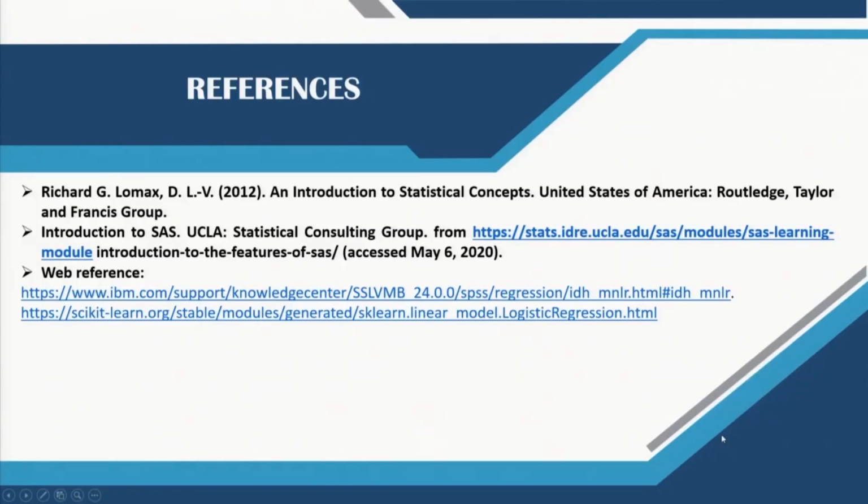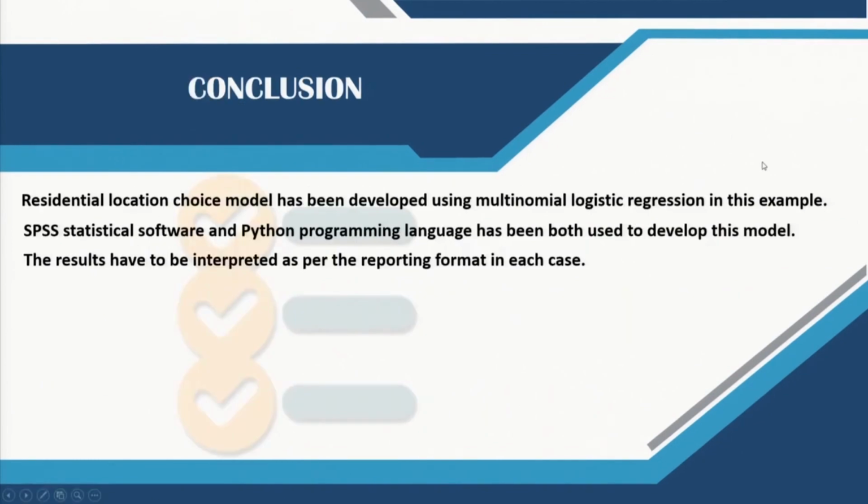So these are references that you can consider. To conclude, a residential location choice model has been developed using multinomial logistic regression in this example, and both SPSS statistical software and the Python programming language have been used to develop this model. The result can be interpreted as per the reporting format in each case.